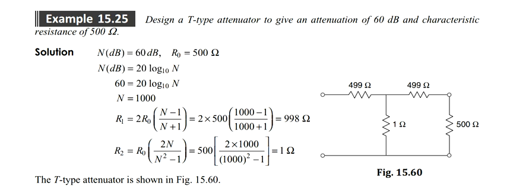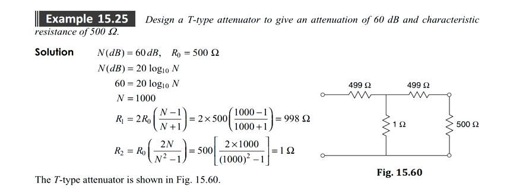Okay, let us solve a problem on symmetrical T-type attenuator design. So this is the problem question. What is it asking? It is asking us to design a T-type attenuator to give an attenuation of 60 decibels and characteristic resistance of 500 ohms.